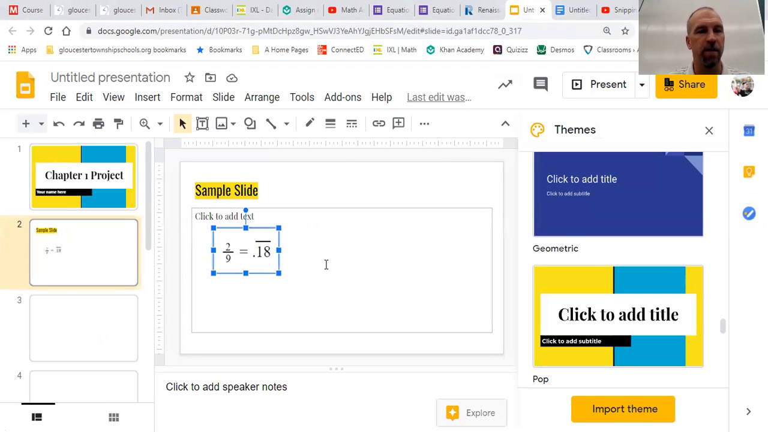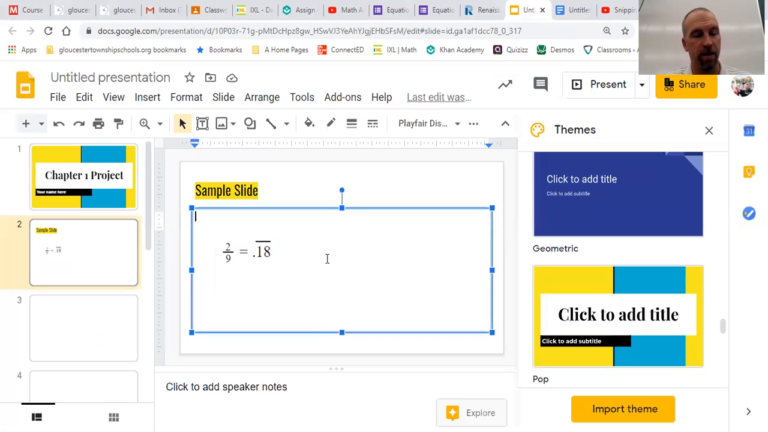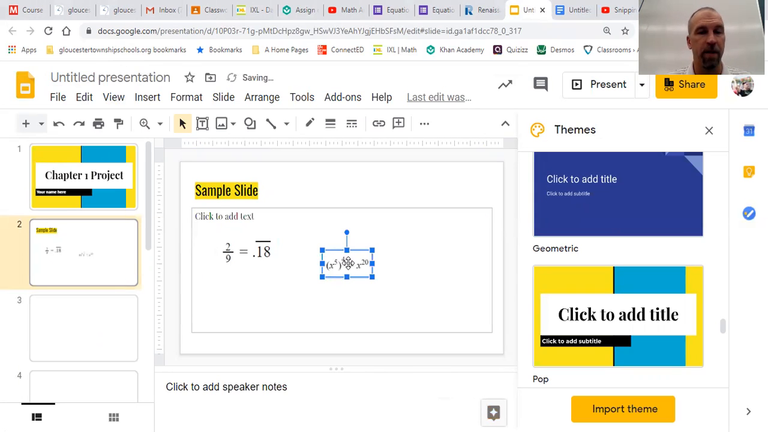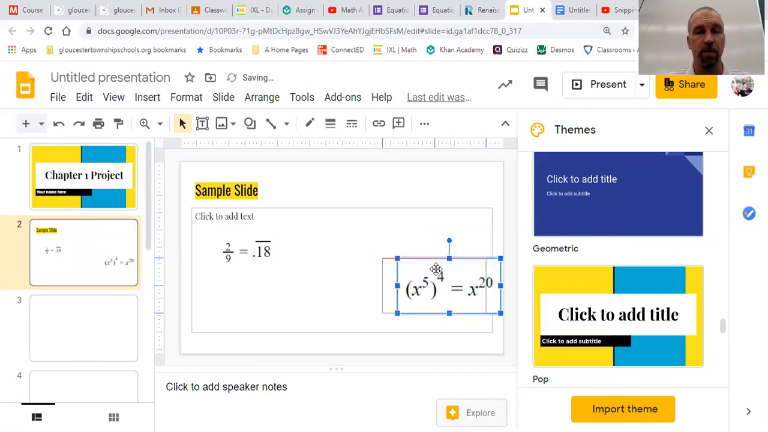And you'll go back to your doc or your slide, and you'll paste it there. And now it's over here. And I'm going to make that go down here, make it a little bigger so I can see it. You can resize it and set it up however you need it.